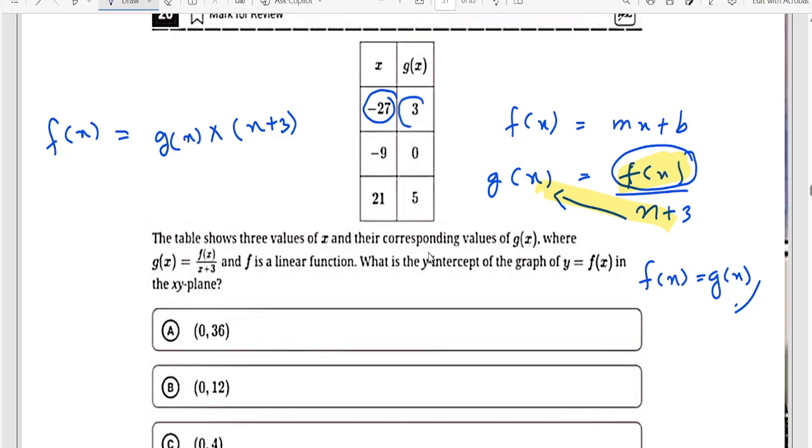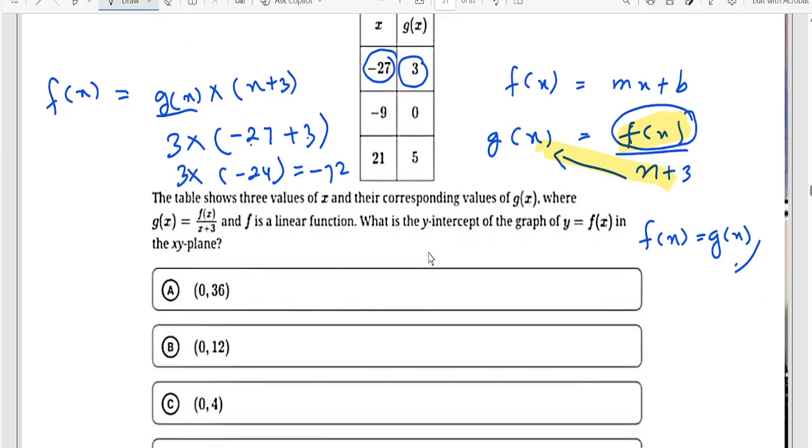So for this, the value of g(x) is 3. So in place of g(x), I can put 3, and in place of x, I can put 27. Plus 3 is already written here. Now 3 times 27 minus 3 is 24, negative 24. So if I multiply these two, I get negative 72. So I got f of negative 27 is equal to negative 72, right?